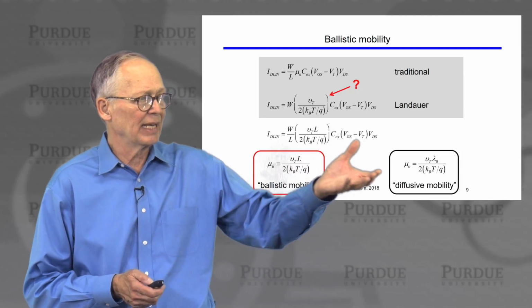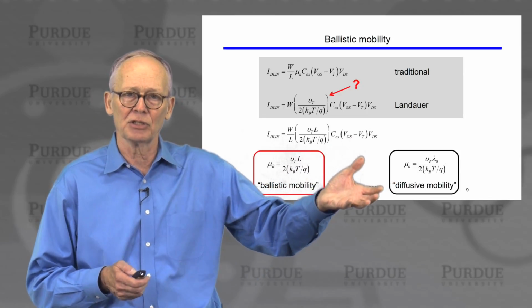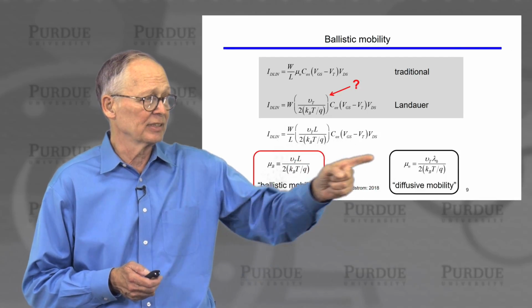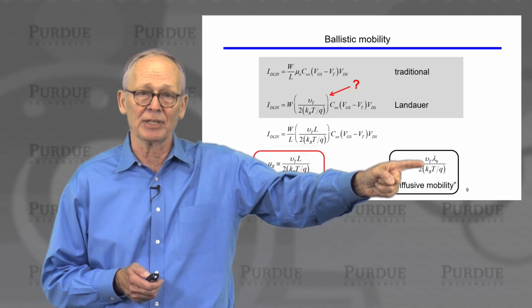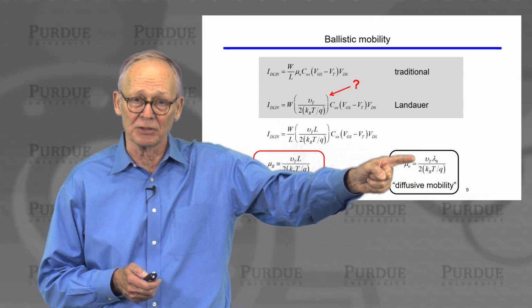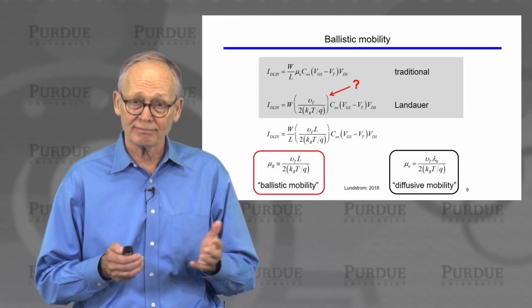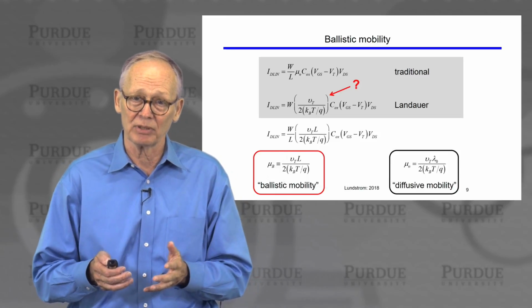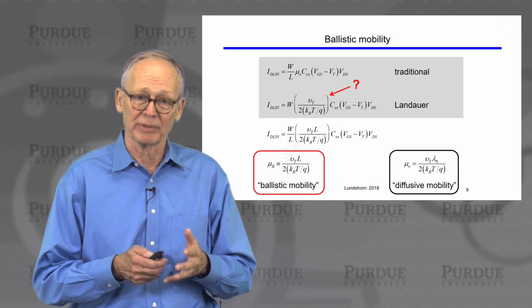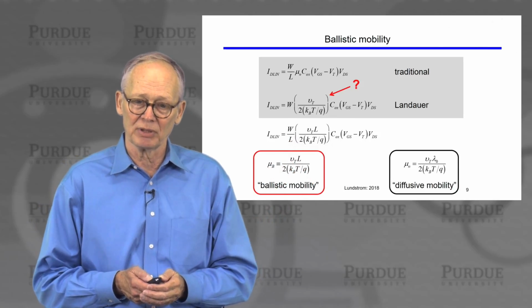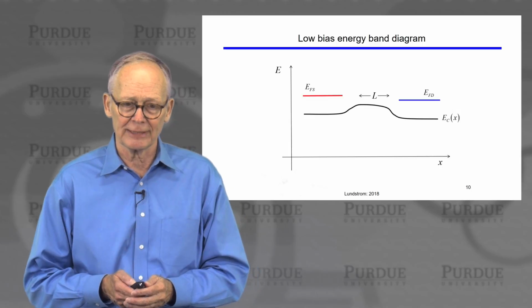And if we compare that to the mobility we got for a large bulk sample in which there was a lot of scattering, the only difference is that instead of the mean free path for backscattering in the bulk case, we have the length of the channel. So it looks like the mobility with the mean free path replaced by the channel length. So we have these two components, ballistic mobility and diffusive mobility.